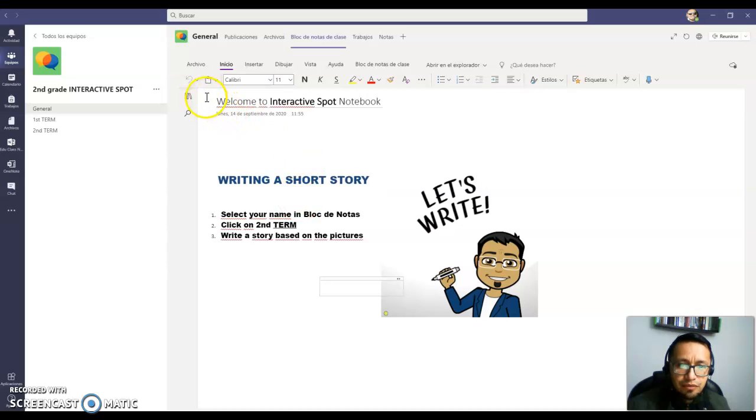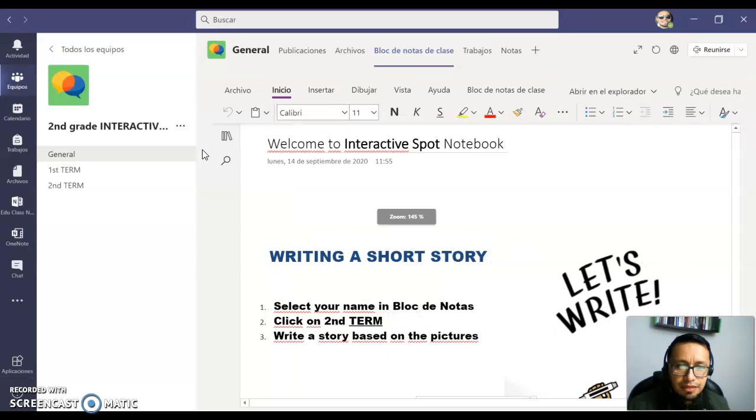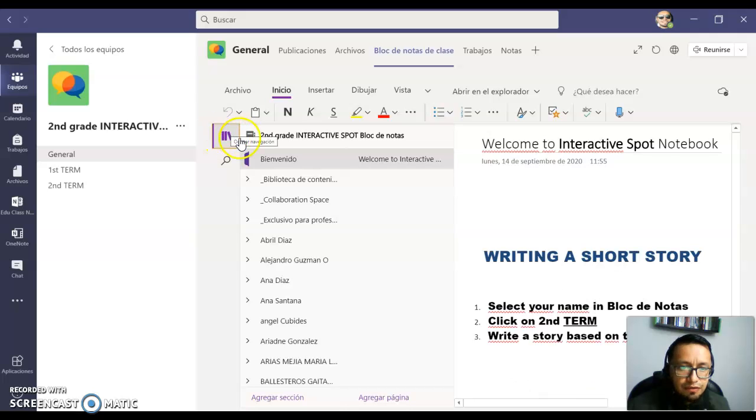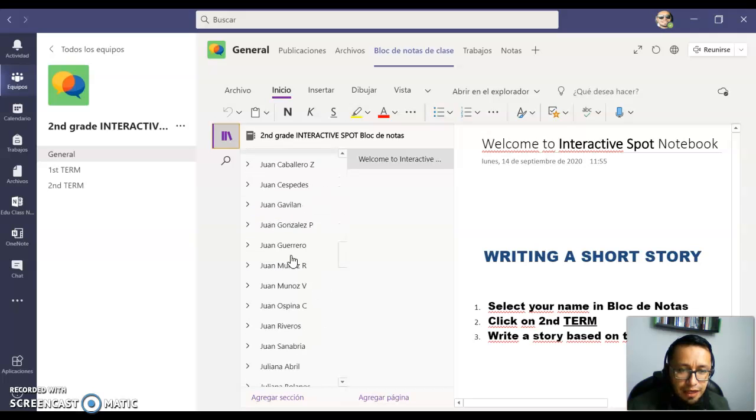Where can you find your name? Well, you have to click on the navigation panel over here. Over here, can you see? There is a symbol like 3 little books. I'm going to put it a little bit bigger so you can see better. Look, in here. In here, you can find, first, Blog de Notas, and secondly, you click on these 3 little books, or this symbol that you will find. And of course, you will find your name in this navigation bar over here, okay?